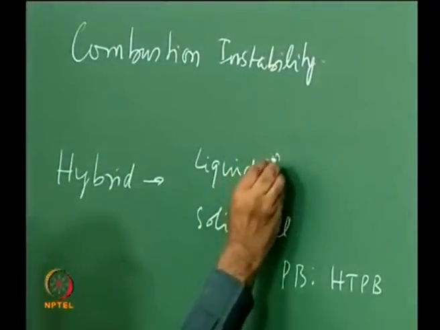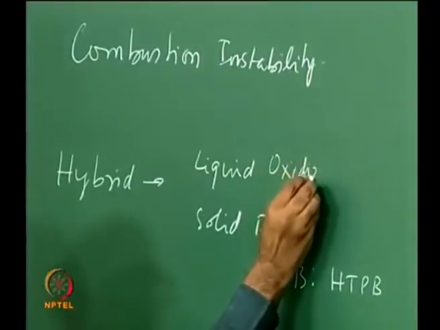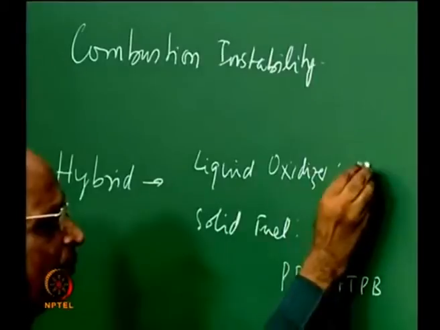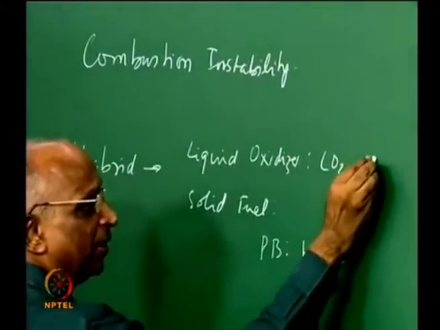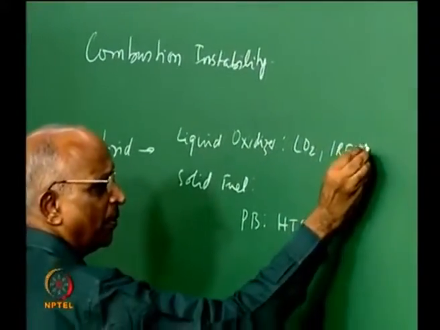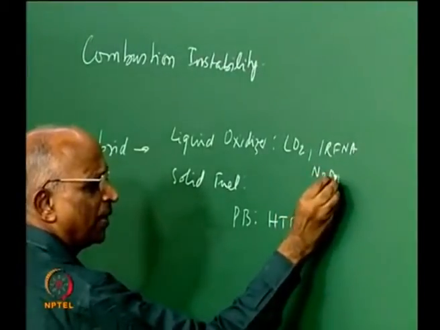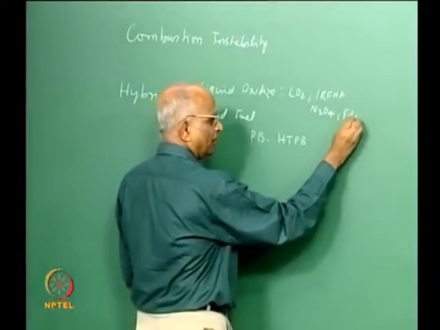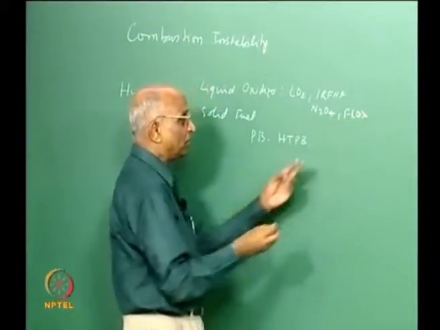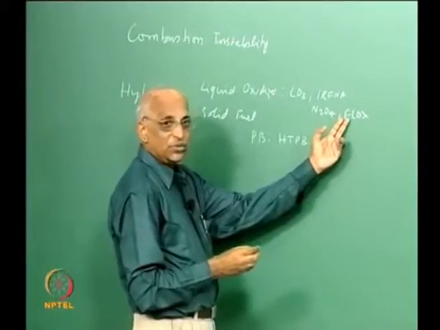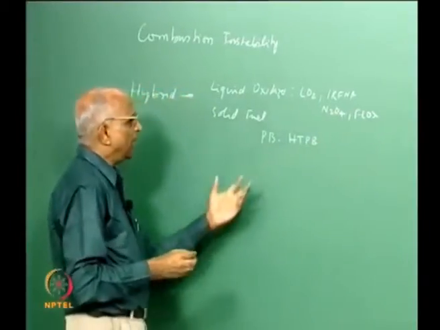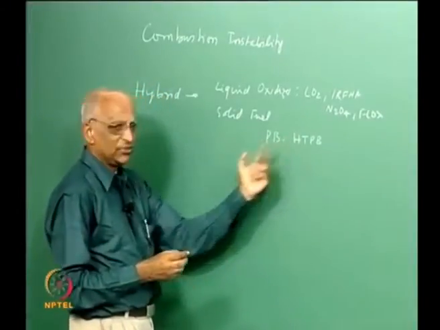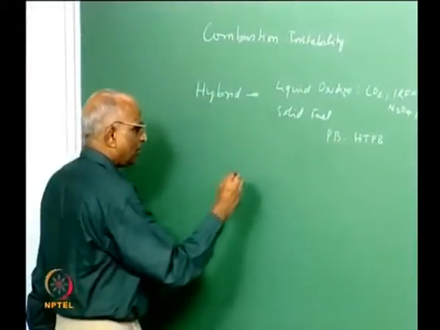The liquid oxidizers which are used could be anything: liquid oxygen, nitric acid, inhibited red fuming nitric acid, N2O4, and maybe, as we talked about in terms of FLOX, liquid oxygen to which fluorine was added to make it more powerful. These are the liquid oxidizers, but the solid fuel is essentially polybutadiene, which is HTPB. How will the construction look?